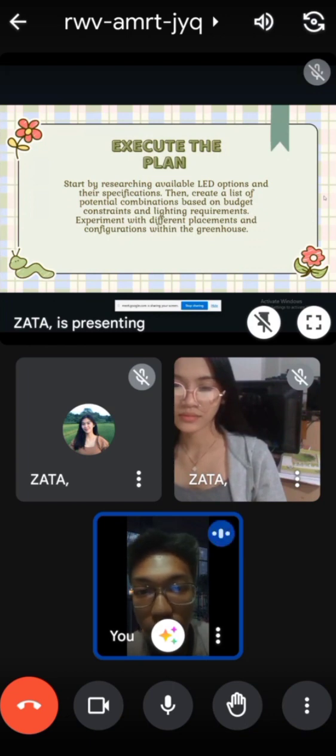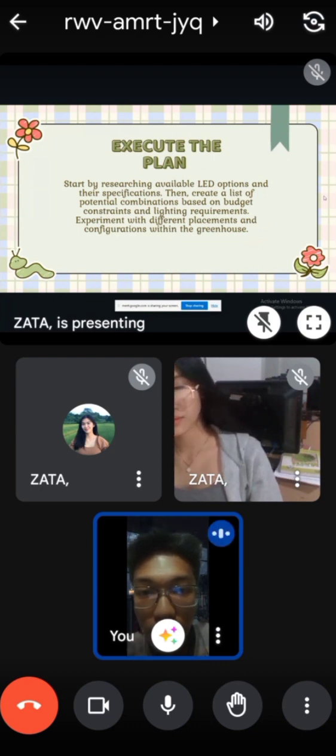Next is execute the plan. Start by researching available LED options and their specifications. Then, create a list of potential combinations based on budget constraints and lighting requirements. Experiment with different placement and configuration within the greenhouse.